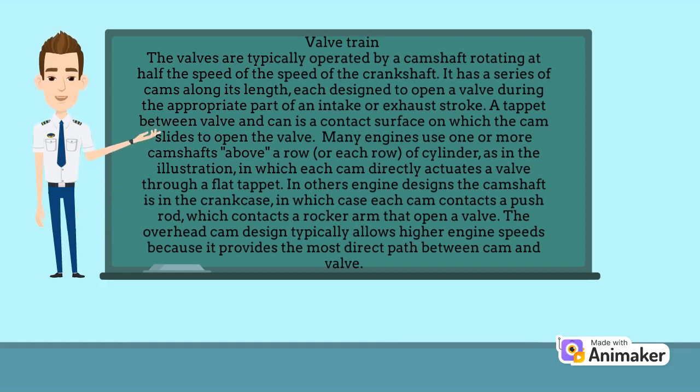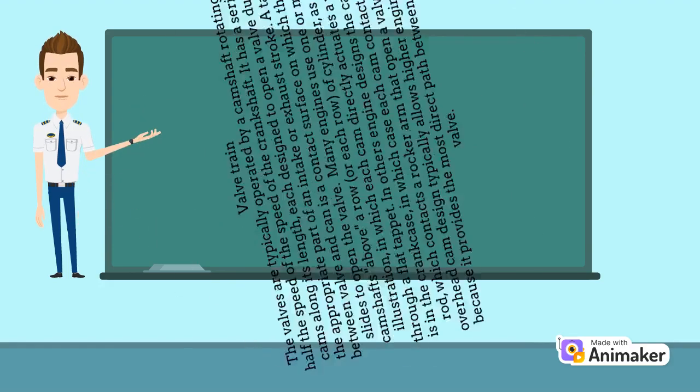In other engine designs, a camshaft is in the crankcase, in which case each cam contacts a push rod, which contacts a rocker arm that opens a valve. The overhead cam design typically allows higher engine speeds because it provides the most direct path between cam and valve.